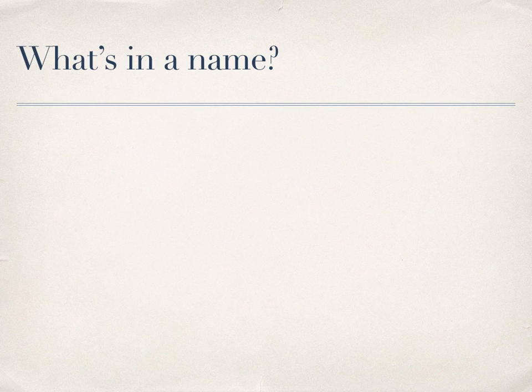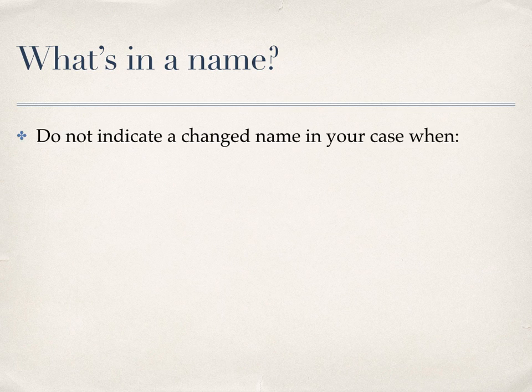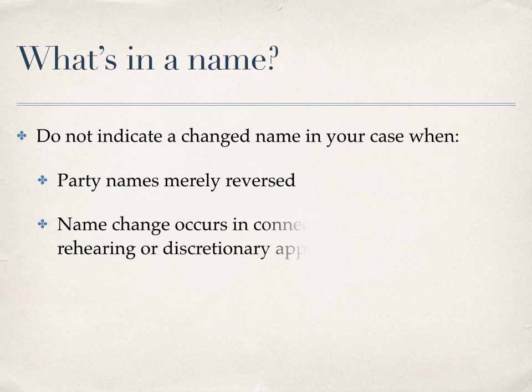Sometimes when a case is on appeal, the case name may change, maybe because parties have changed, maybe because other parties were added in or other parties dropped out. Generally, you're not going to indicate a changed name in the case when the party names are merely reversed, meaning plaintiff versus defendant becomes defendant versus plaintiff because the defendant is the one who launched the appeal. So where the party names are merely reversed in order at any level of court, that doesn't count as a name change that you must account for in your cite.